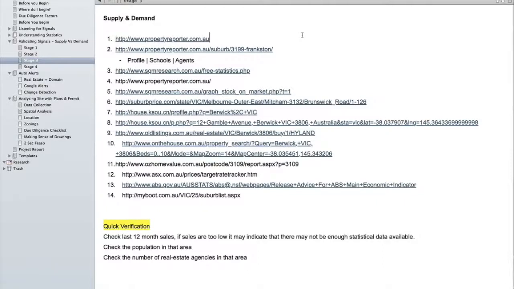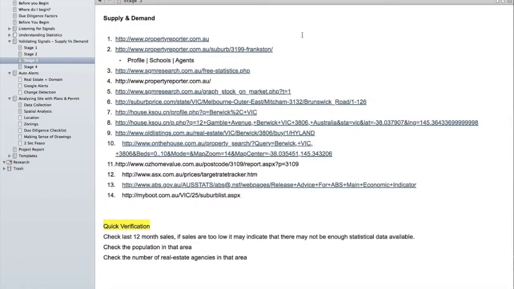Hello everyone, welcome back. In the third stage of determining supply and demand, I've slowly moved from a bird's eye view and zeroed in further, and all I do is keep zooming in to further details of any suburb until I've got what I really want.